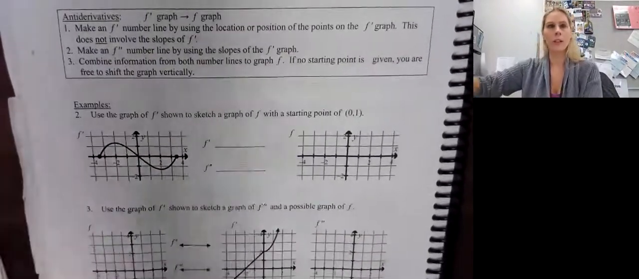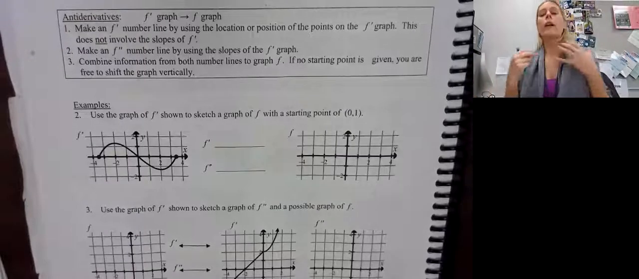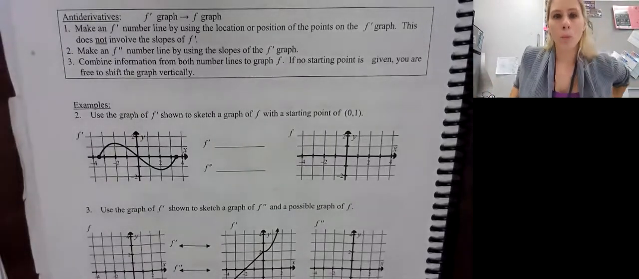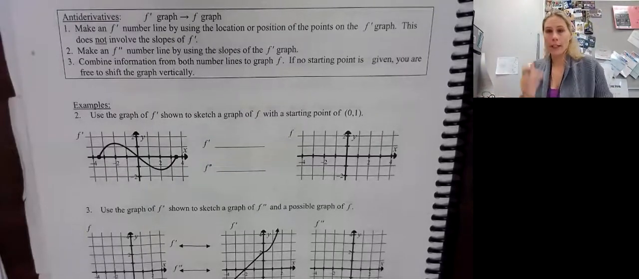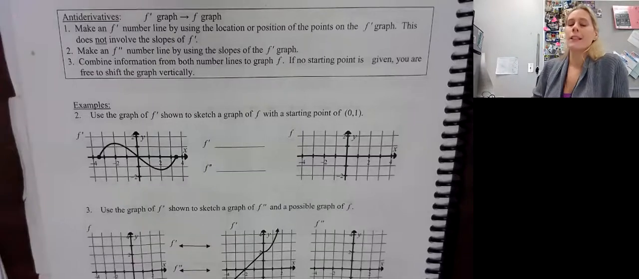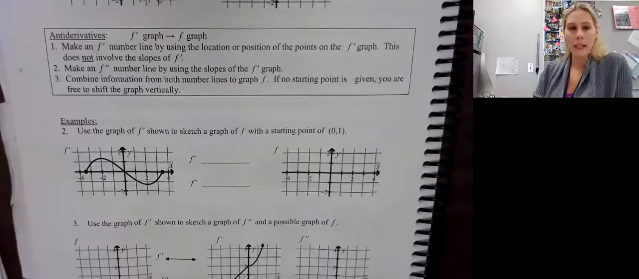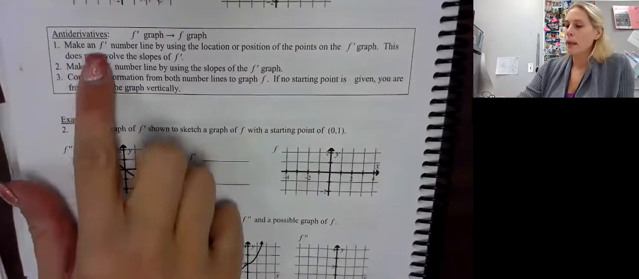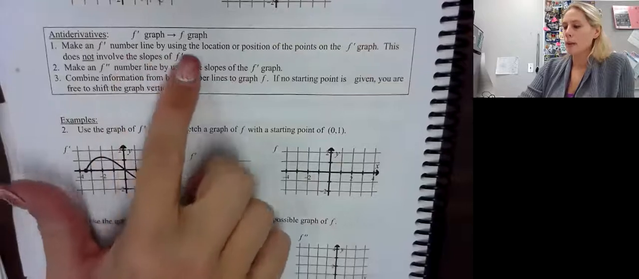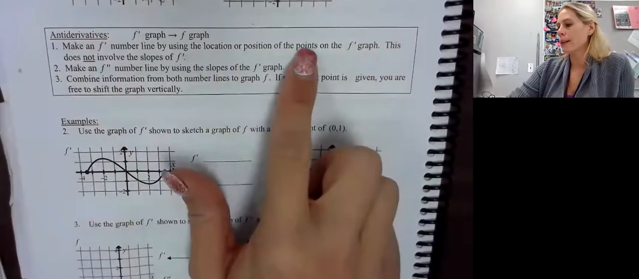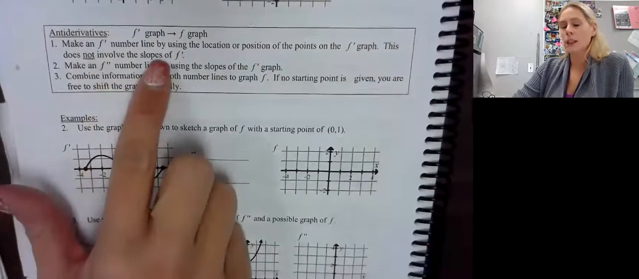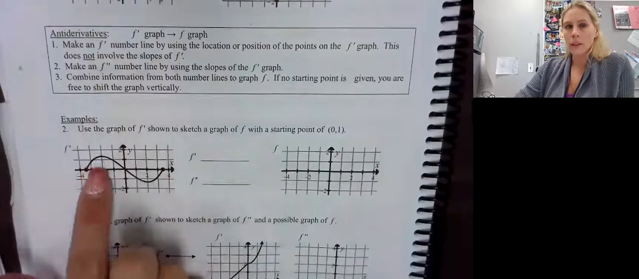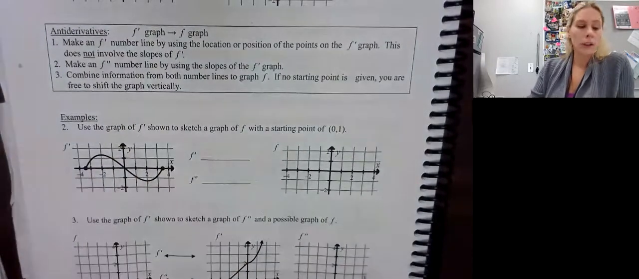So let's look down here. What if we are given, in number 2, the first derivative, and it wants us to find the original graph. So here are some things we need to remember. When we make a derivative number line by using the location or position of points on the f prime graph, this does not involve the slopes. Okay, these are the slopes of the original function.